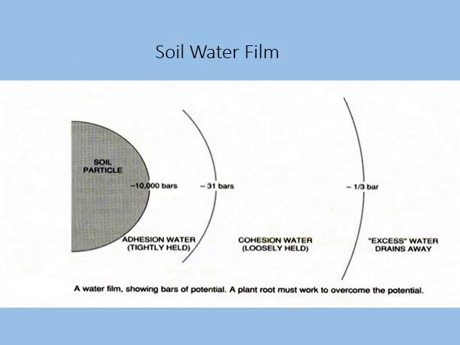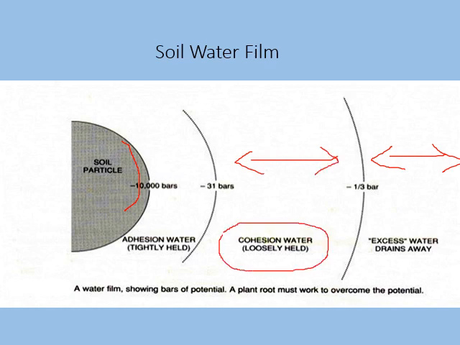Now, looking closer at soil particles, there's some interesting forces involved. The excess water, this is the water that freely drains from the soil, we call that gravitational water. It sits further away from the soil particles. And then there's a region closer to the soil particle, which is your area of cohesion. This is where water is sticking to water. That's reasonably tightly held, but roots can access this water. It's not like it's held really, really tightly.